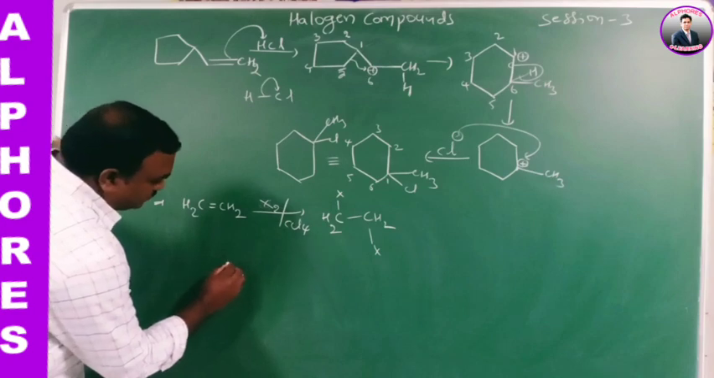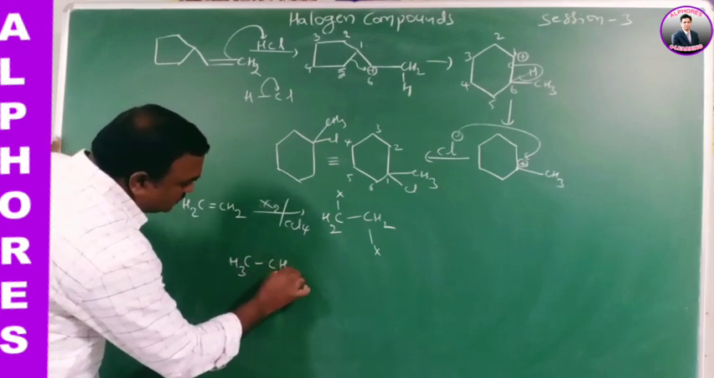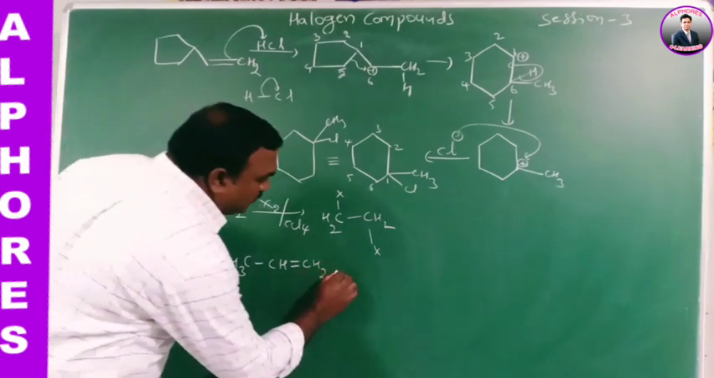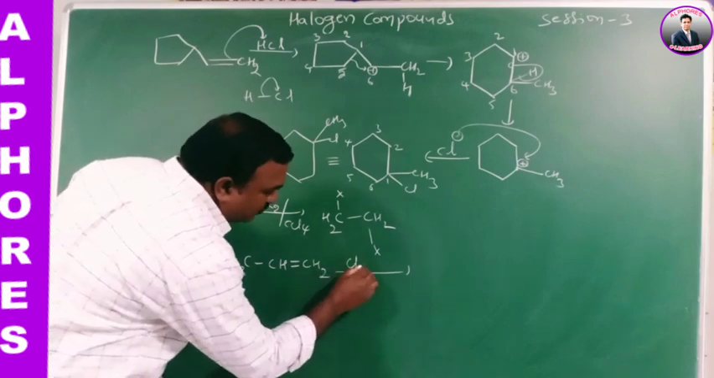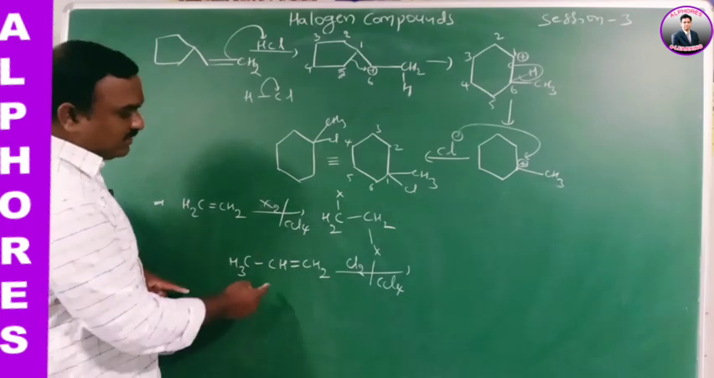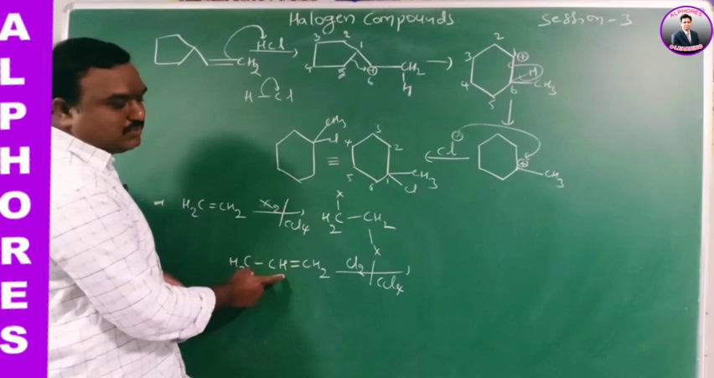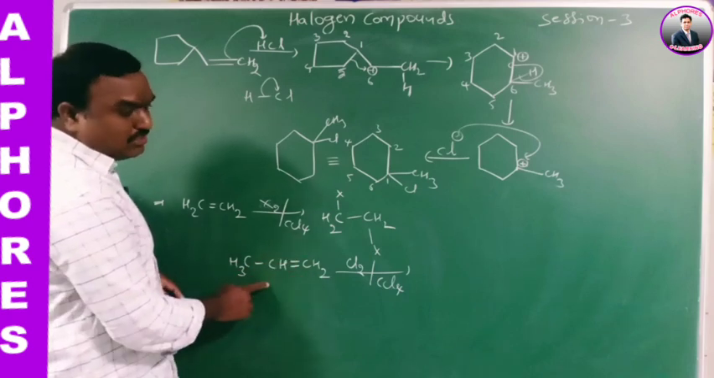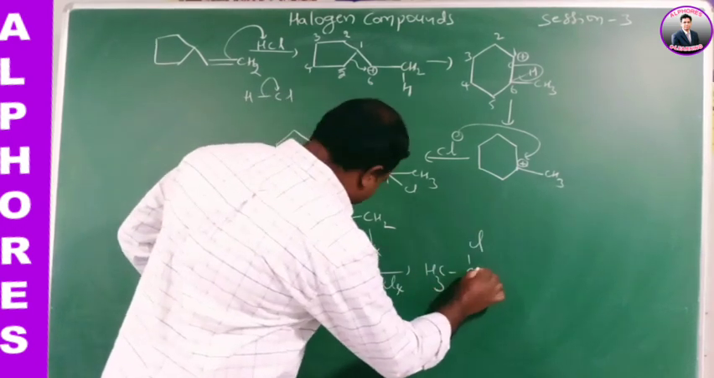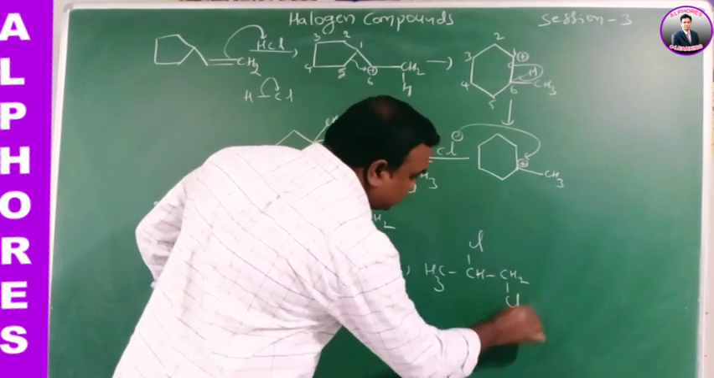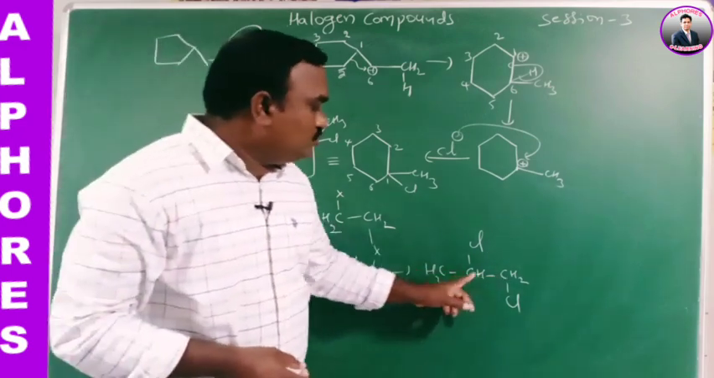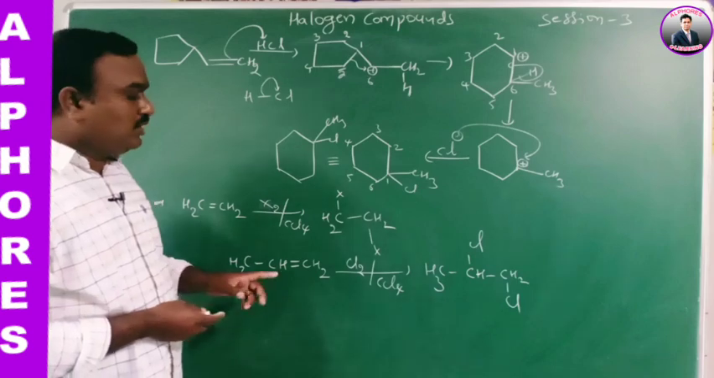For example, here CH3 is given, here CH double bond, here CH2 is given. Propene molecule is given. Propene molecule reacts with chlorine in the presence of carbon tetrachloride medium. Addition is trans addition. Here CH3, again here CH, again CH2, Cl. Addition is trans addition here. Final product is 1,2-dichloropropane.